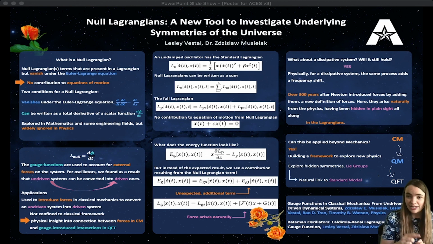These also have a connection so that we could use them in quantum mechanics or in quantum field theory. So here we're building a physical framework so we can start to investigate all sorts of underlying symmetries through this new window to look at the physical system by using this new tool of Null Lagrangians.